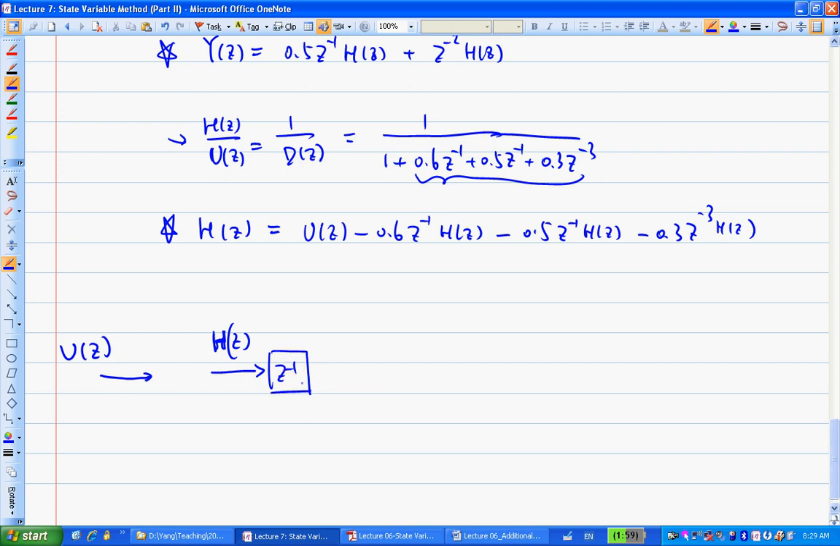By z^-1, right? And then multiply by -0.6. If I put 0.6 here, it's okay, right? What's coming out of here is 0.6 z^-1 H of z. And we're going to use this quantity.